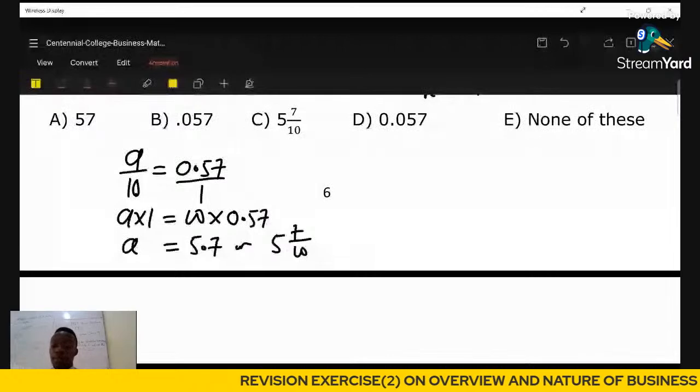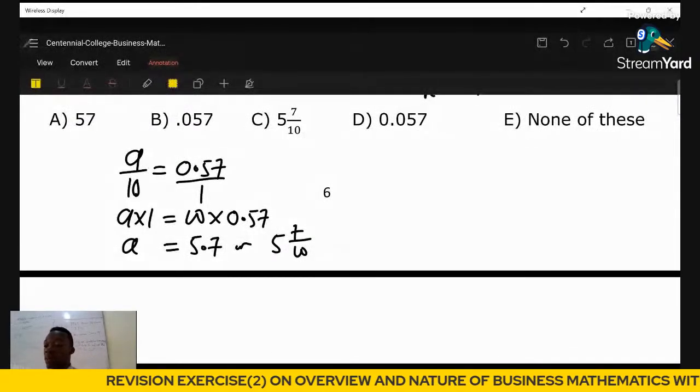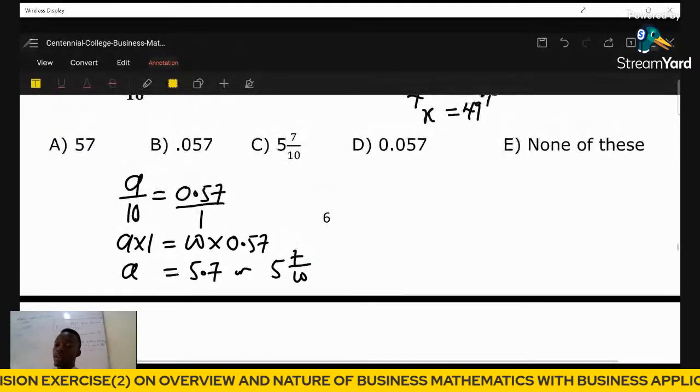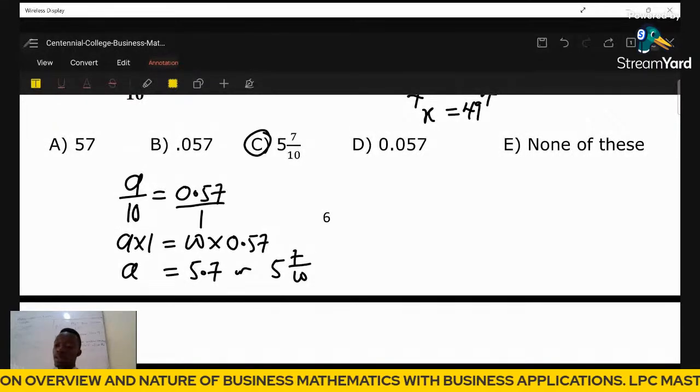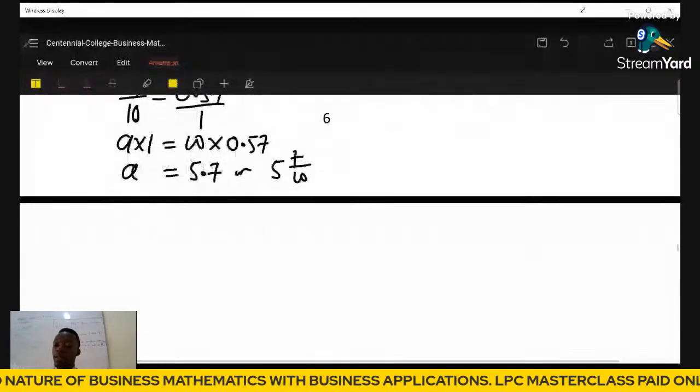All right, so you can write in this form 5.7 or 5 and 7 out of 10. And that should fetch you option C. So let's take note of that.